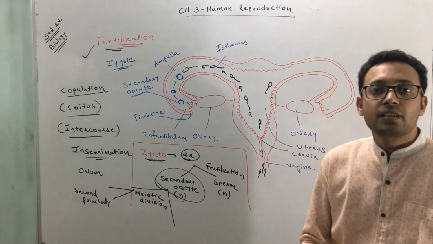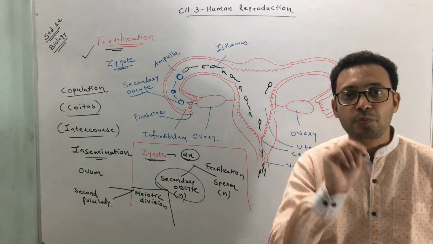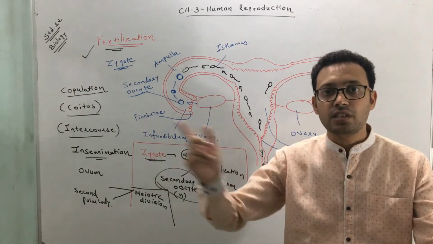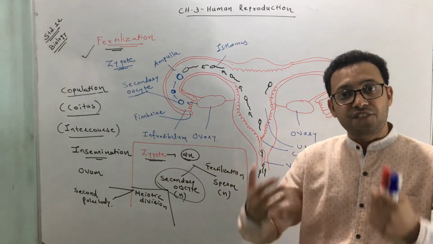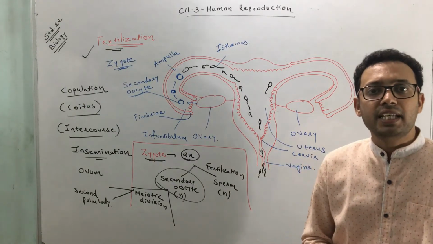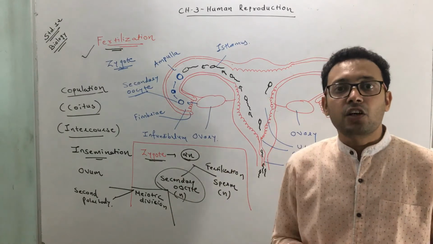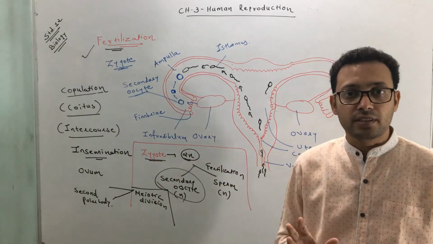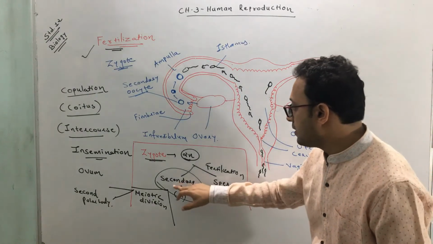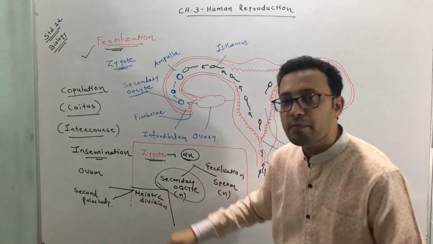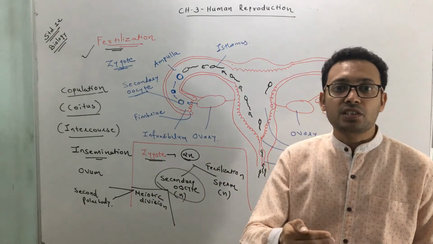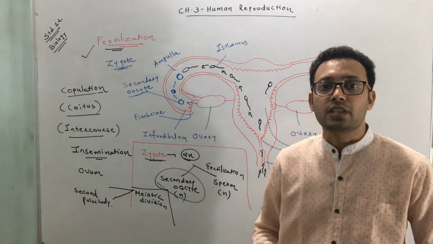Now after completion of the first meiotic division, there are two possibilities. Either fertilization takes place or fertilization does not take place. Recall, if fertilization does not take place, meaning fusion does not take place, whatever the contents are there, they are liberated or discharged along with the menstrual fluid. But if the fertilization process takes place, then fusion takes place and the second meiotic division completes. Here, without fertilization, the second meiotic division does not occur.